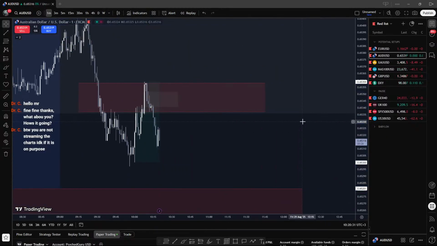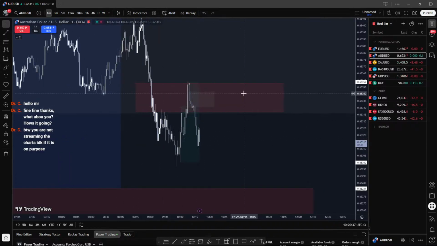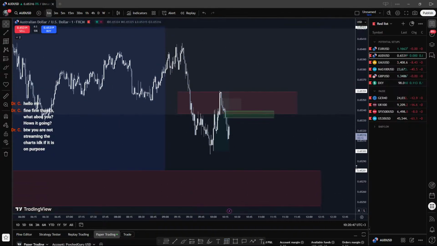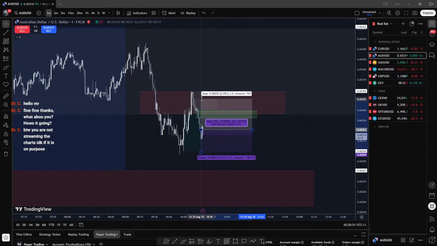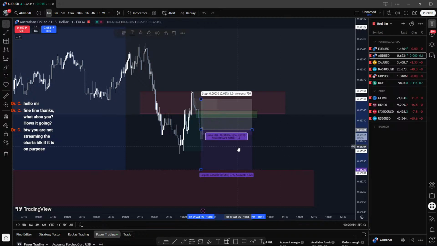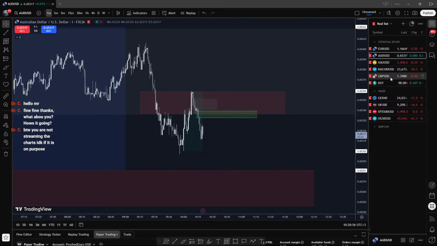Let's see if we get a potential retracement. This would be the only trade I'm willing to take if we see some sort of retracement in premium prices on the AU here before potentially going lower. I want to see a retracement into at least this gap right there for me to take the shorts. Otherwise, I'm not taking them. Even here we would have had very bad R. We don't have proper R.